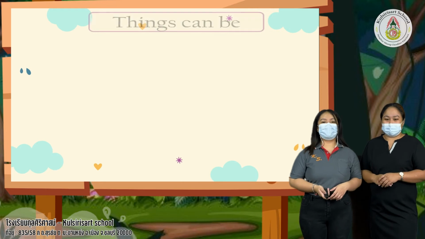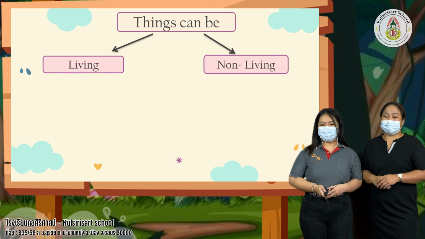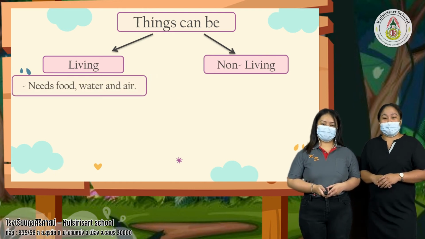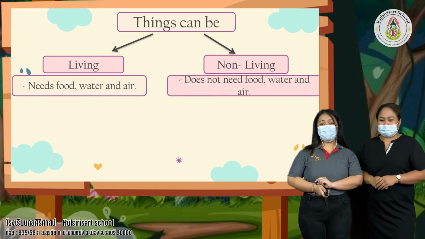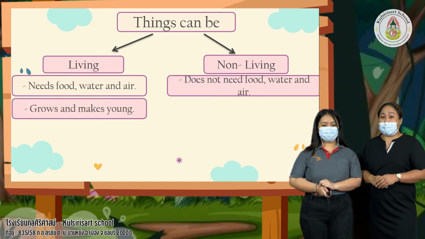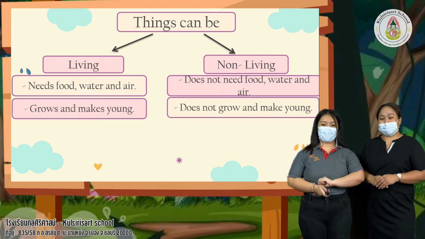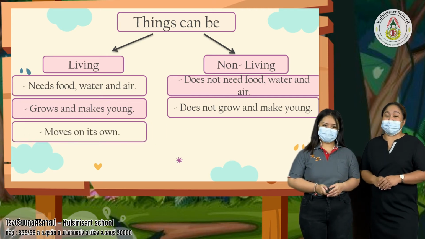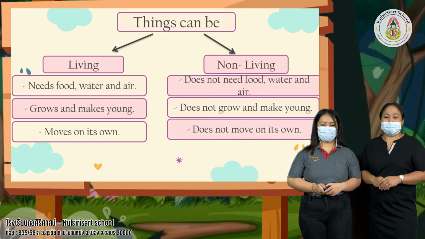Okay. Things can be living and non-living. Living things need food, water, and air, whereas non-living things do not need food, water, and air. Living things grow and make young, whereas non-living things do not grow and make young. Also, living things move on their own. Non-living things do not move on their own.